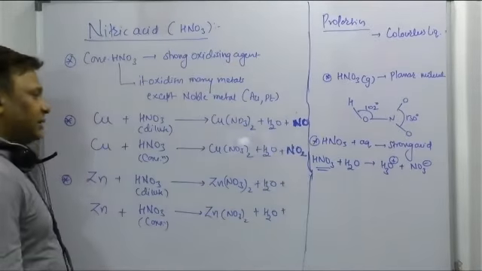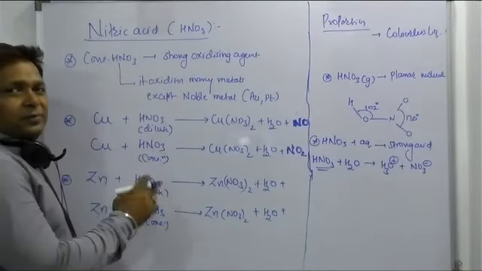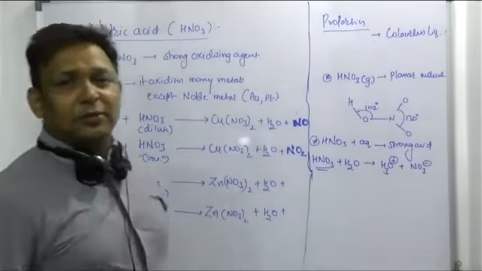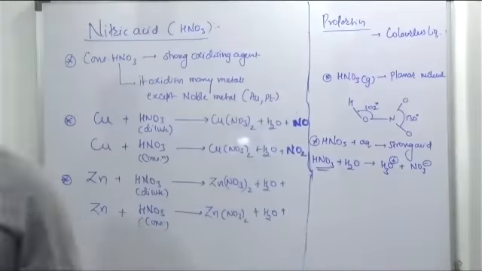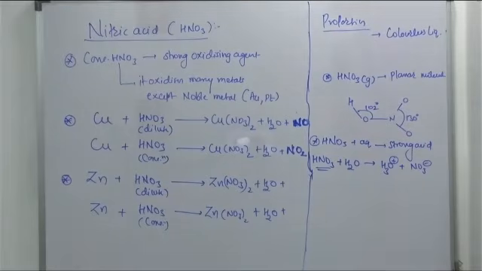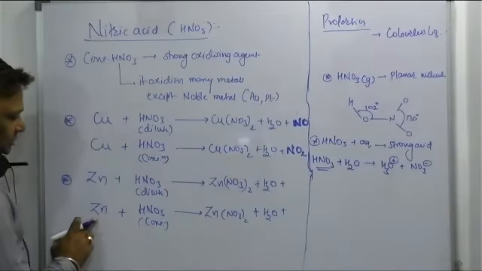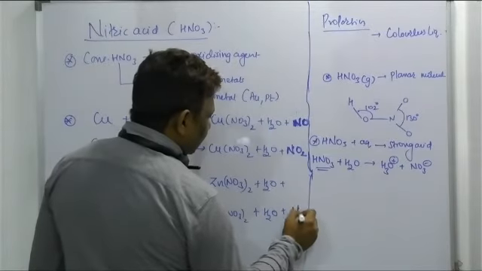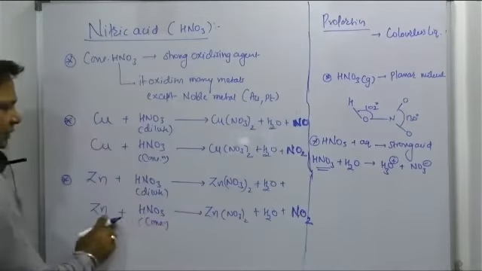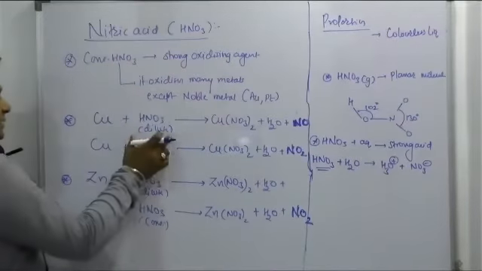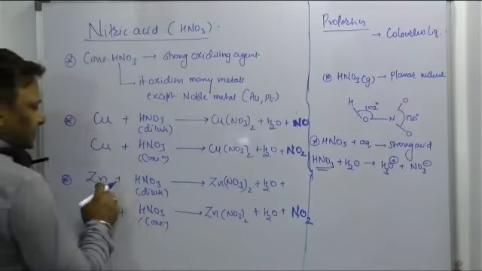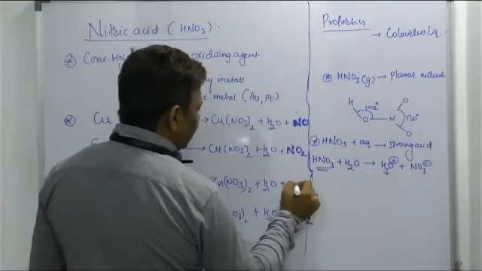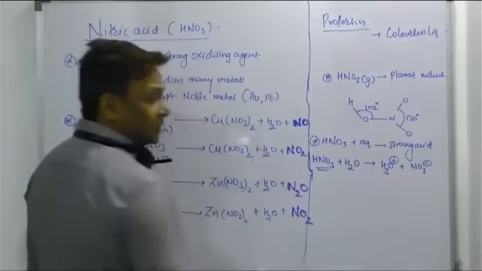It depends upon the nature, the temperature, and the concentration of the acid. See properly, it is only with copper that I wrote here. Dilute gives NO, concentrated gives NO2. That means concentrated nitric acid with zinc gives NO2, no doubt. This is common: if the acid is concentrated, metal always gives NO2. But if the acid is dilute, with copper NO, and with zinc it gives rise to laughing gas, N2O.